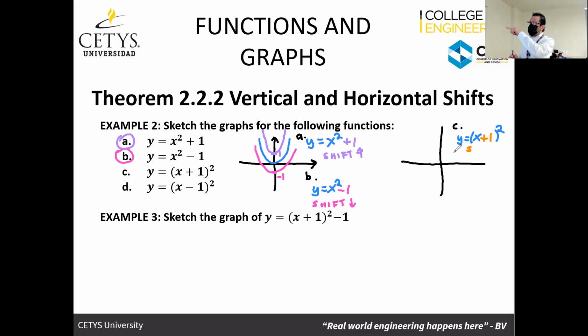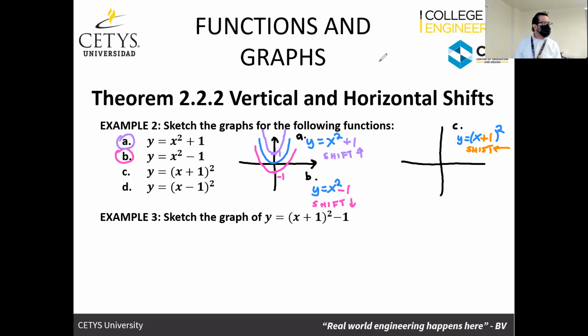So this is going to be for the graphs. If it's a vertical shift, the plus is up, the negative is down. If it's a horizontal shift, the plus is to the left, the minus is to the right. So this is going to be a shift left. It's kind of like inverted.